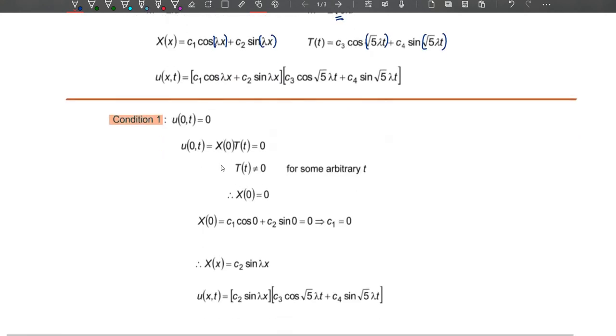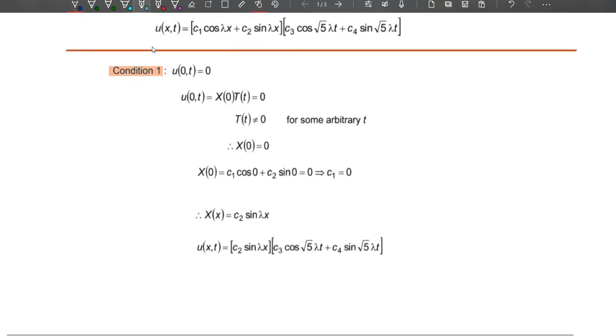And therefore, u(x,t) is equal to X(x) multiplied with T(t). Let's apply the first condition, which is u(0,t) equal to 0, because both ends are fixed. That means at the starting point, the motion should be 0. So X(0) T(t) equal to 0, and T(t) does not equal 0 for some arbitrary t. Therefore, X(0) equal to 0.